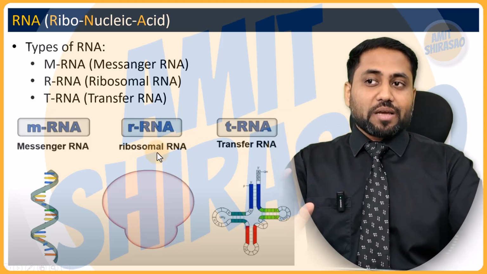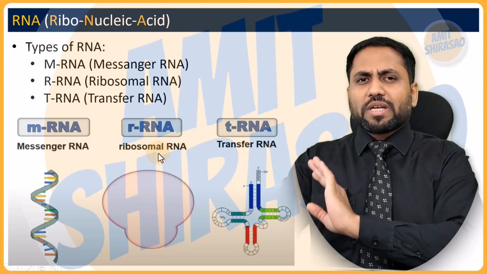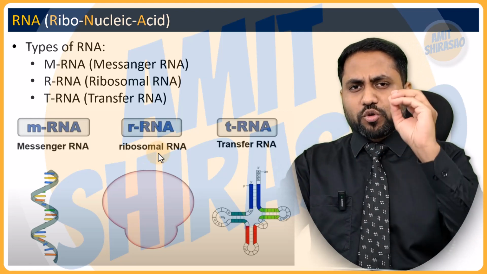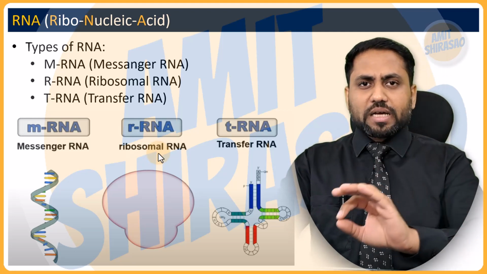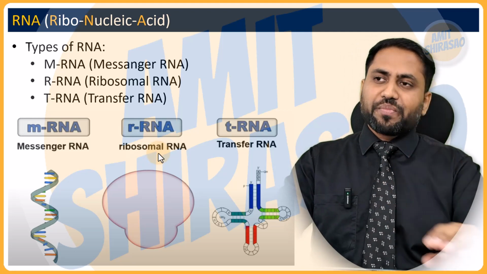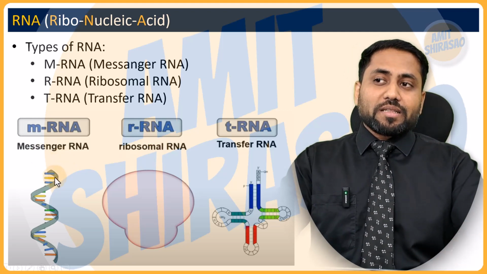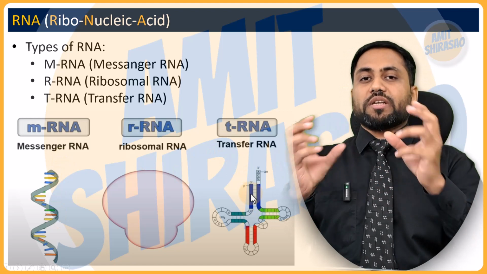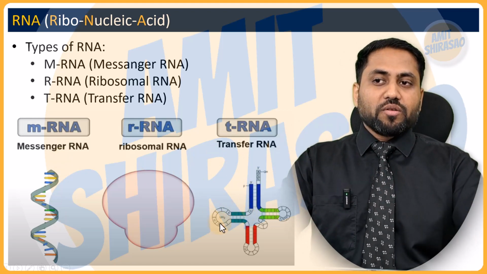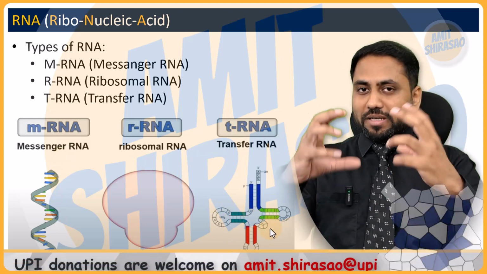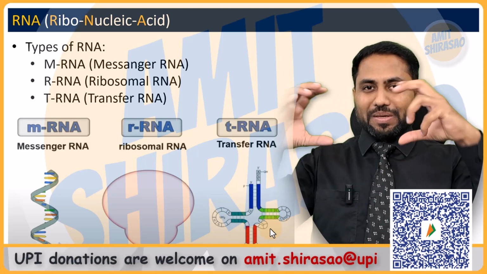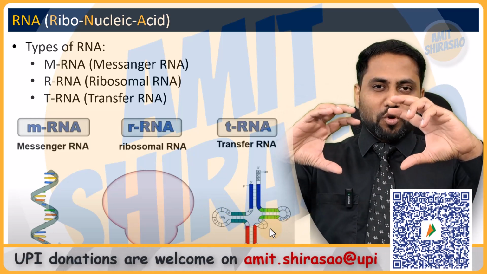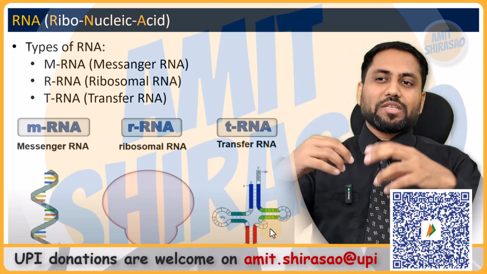rRNA, that is ribosomal RNA. Ribosomal RNA is nothing but your ribosome. Okay, rRNA is nothing but the ribosome. Okay, messenger RNA is mRNA. Then tRNA looks like a clover leaf. Okay, clover leaf model. 1, 2, 3 globes, you can say. That is called as a clover leaf model.